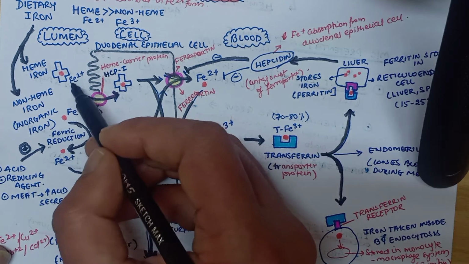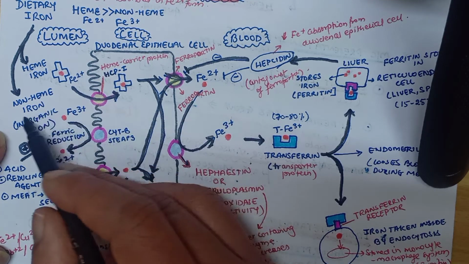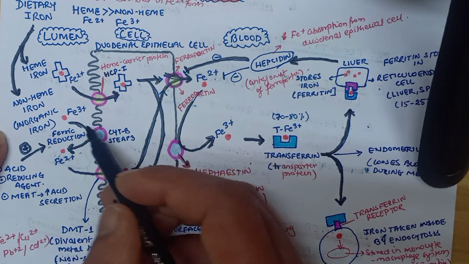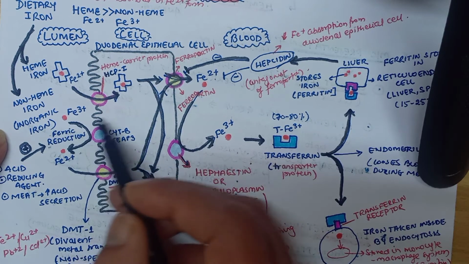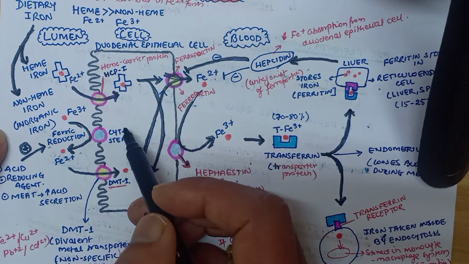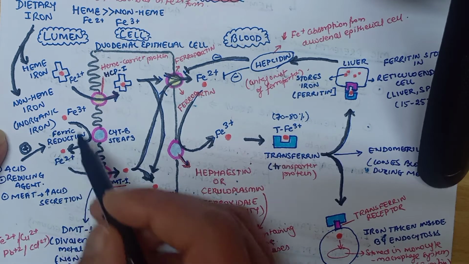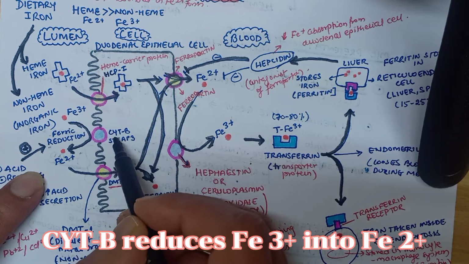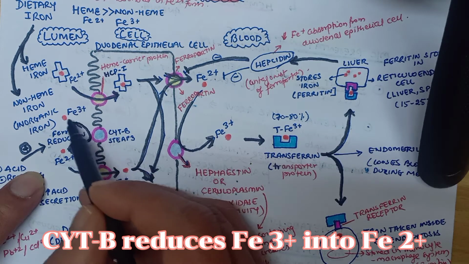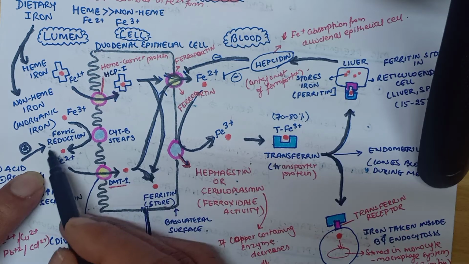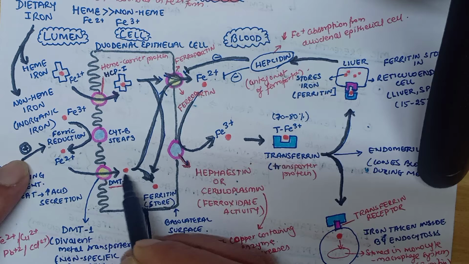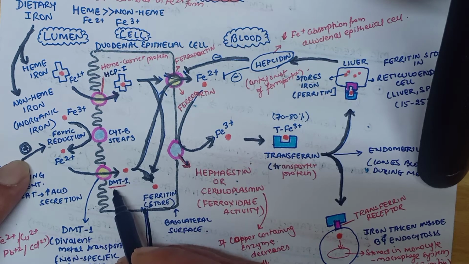So heme iron is Fe2+ and non-heme iron is Fe3+. For absorption of iron into the cell, it requires the ferrous form and not the ferric form. Cytochrome B oxidizes... reduces the ferric form of iron into the ferrous form. Once the ferrous form is formed, it is transported across the cell by divalent metal transporter 1.